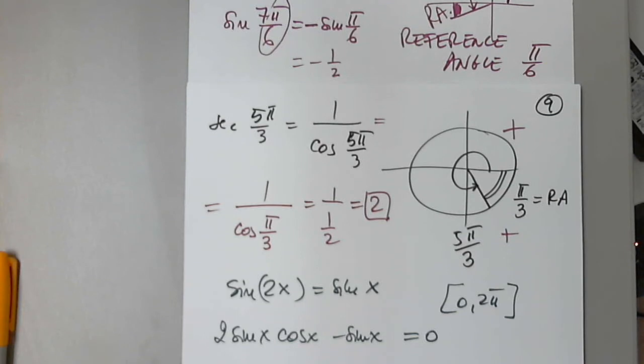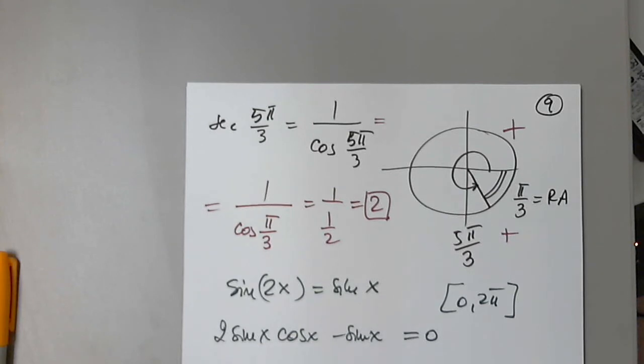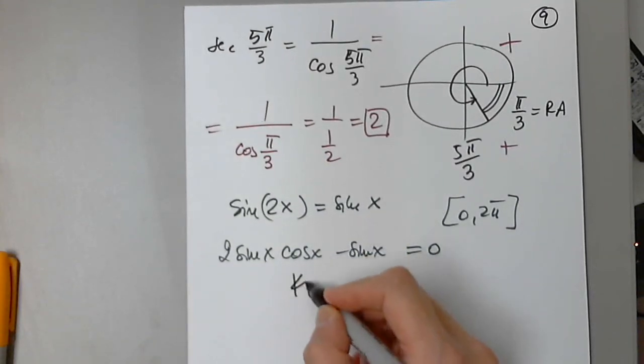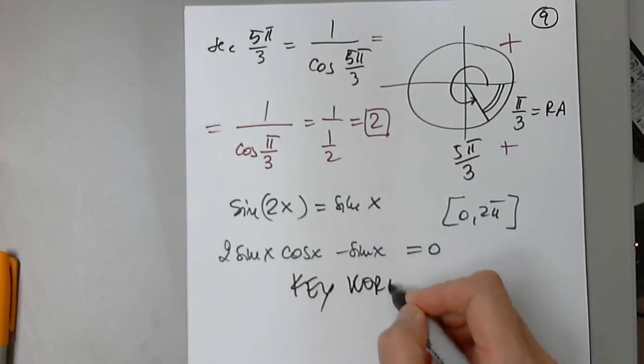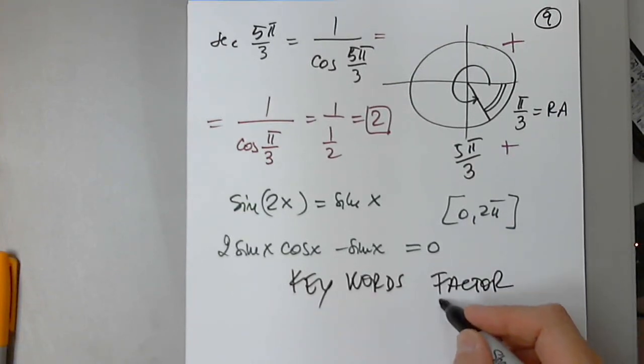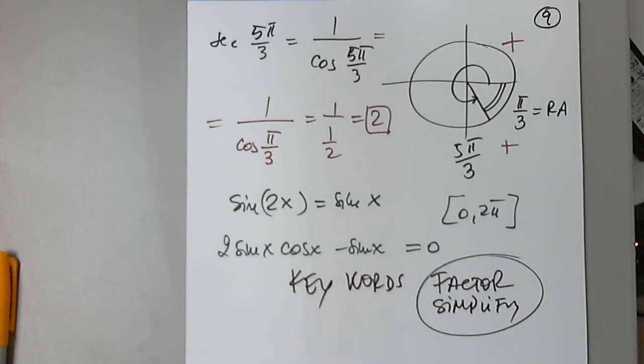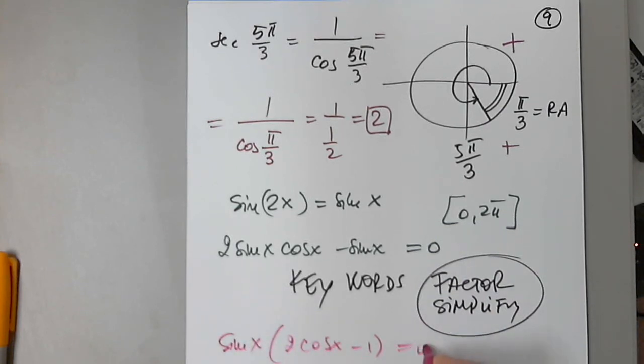Awesome. Thank you. Two key words I would like you to remember forever: factor and simplify. Key words in everything in math. Factor and simplify. Please keep those in mind at all times. Excellent. So we factor out sine x. We have 2 cosine x minus 1 equals 0.